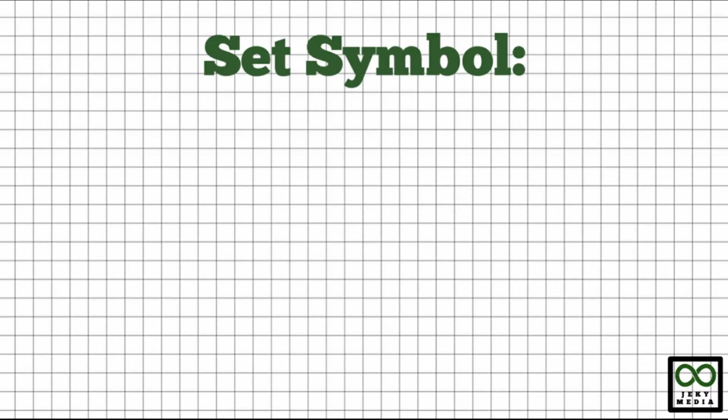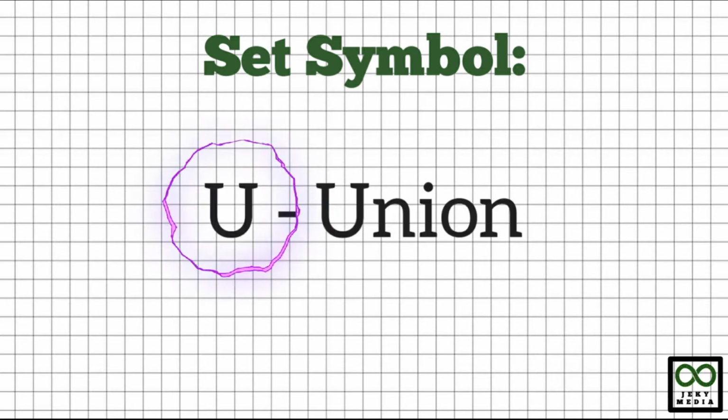One symbol from set theory that is always used in this form is U, which means union. This is used to connect two solution sets, which has three different intervals.